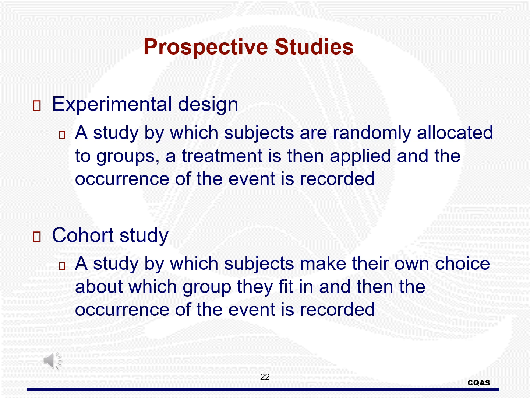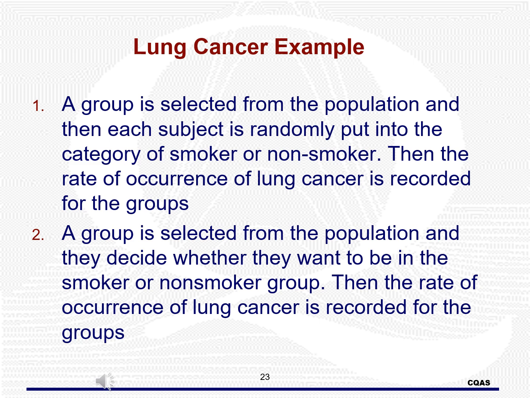A cohort study is one by which subjects choose which group they want to be in and the occurrence of an event is recorded. Let's look at how we could alter the lung cancer example so that it becomes a prospective study. The first situation would be considered an experimental design. This is because a subject is randomly assigned to be a smoker or not, then the occurrence of lung cancer is then recorded. This of course would never be done because of moral issues.